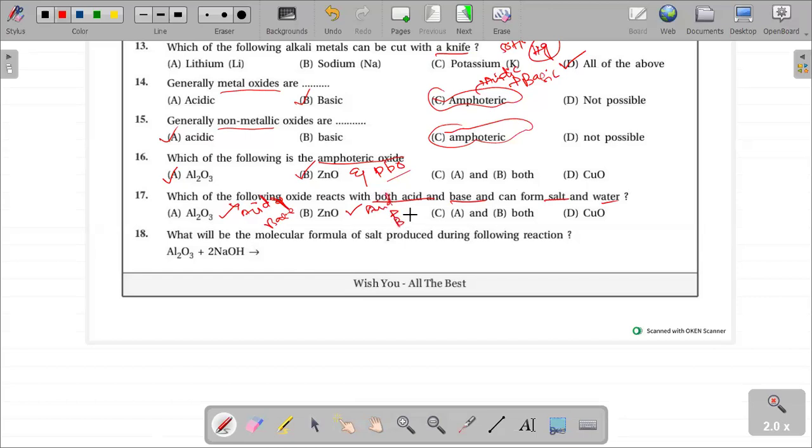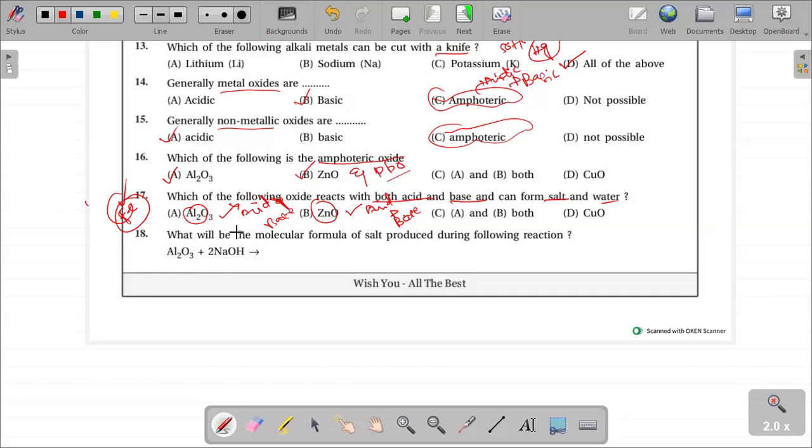Why is it reacting with the acid as well as the base? Because this element is of middle reactive nature. In the reactivity series, zinc, aluminum, and lead are of middle reactivity. It won't be highly reactive, it won't be very low reactive, it is of moderate reactive nature. In that case, iron also will be there, Fe also will be present, but we should not select Fe. Fe won't show amphoteric nature, it will show basic nature only.